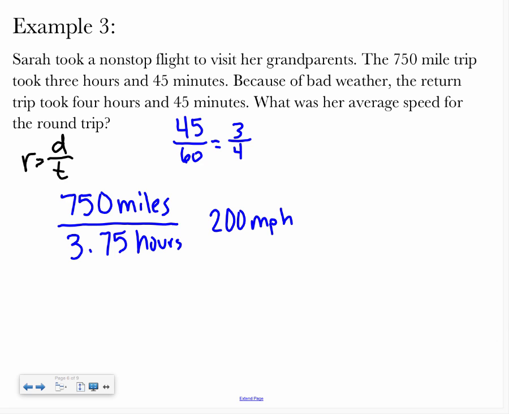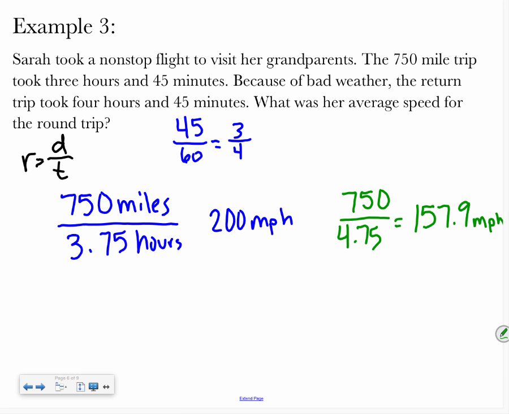And then on the return flight, we have 750 divided by 4 hours and 45 minutes, so that's going to be 4.75. And that is 157.9 miles per hour.